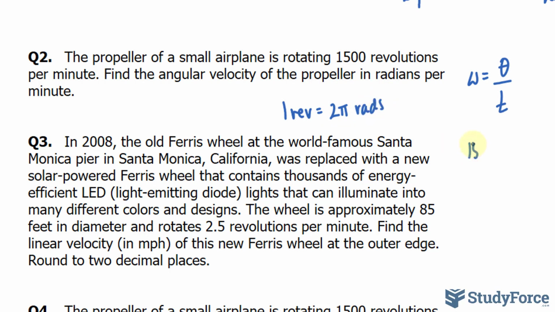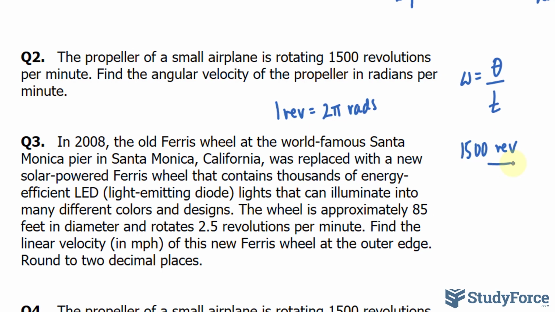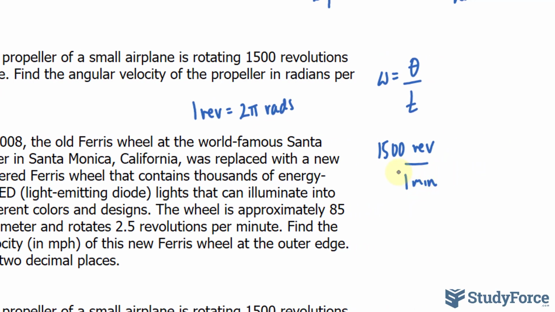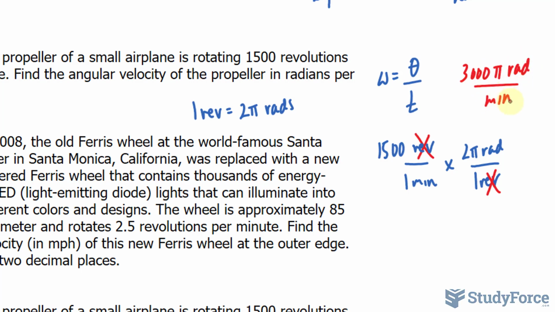So I'll take 1,500 revs per 1 minute and use this conversion ratio where I have 2 pi radians at the top and 1 rev at the bottom. That will cancel out, leaving us with radians per minute. Multiplying these out, you end up with 3,000 pi radians per minute. And guess what? That's the answer. We have the angle at the top and the time at the bottom, and angular velocity is radians per unit time. And that's exactly what we found.